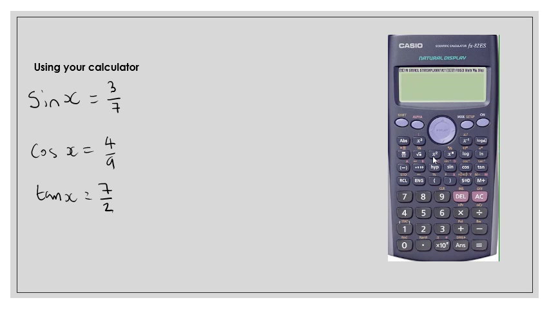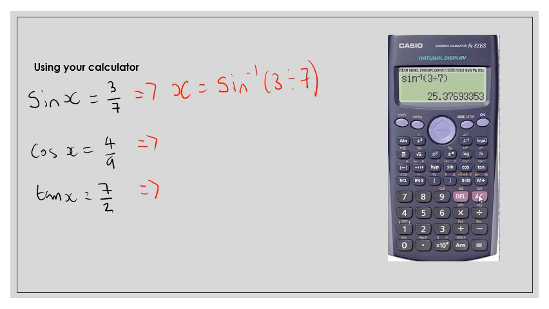Okay, so we're going to look at how we type this into our calculator. So we need to do sine, cos and tan -1. You can see in yellow, just above our sine, cos and tan buttons, we've got that sine, cos and tan -1. So what we do is we do shift sine -1, 3 divided by 7, close our brackets, and that gives me the angle that I'm looking for. So you have a go at doing the other two now, and then I'll type them into the calculator.